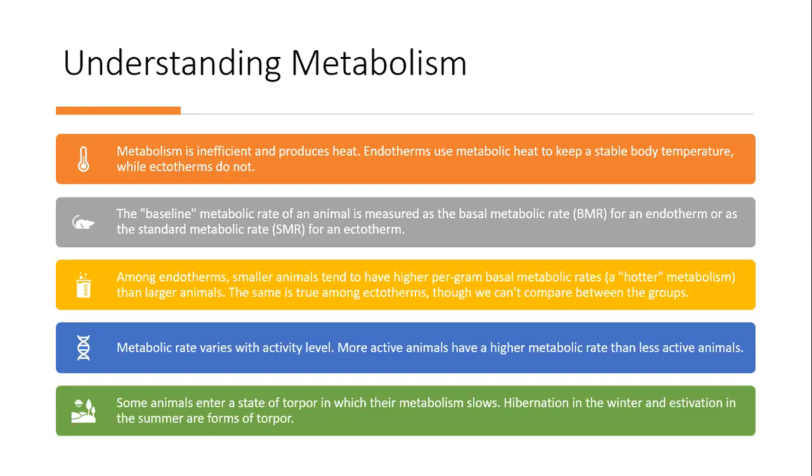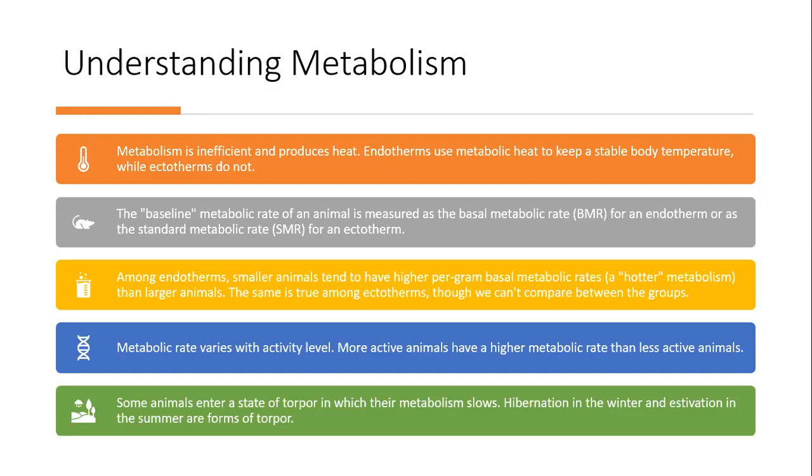Ectotherms don't have the ability to produce heat from the inside. So they have to adapt to whatever temperature it is on the outside, right? And so the baseline metabolic rate of an animal is measured as the basal metabolic rate for an endotherm, or as a standard metabolic rate for an ectotherm. So the baseline metabolic rate really speaks to the minimum at which metabolism can happen, right?